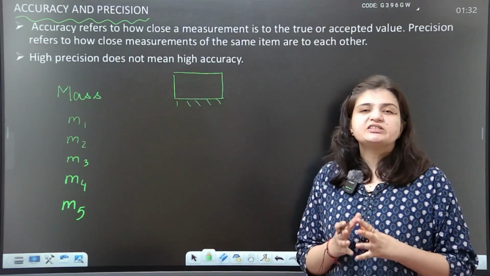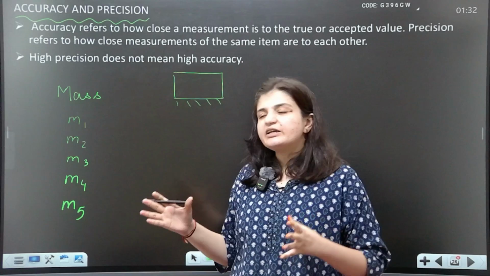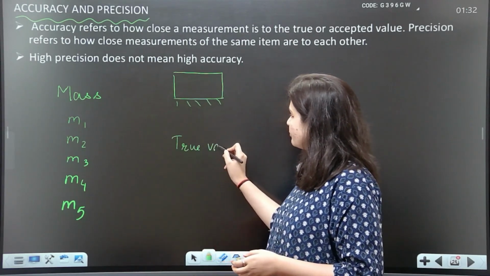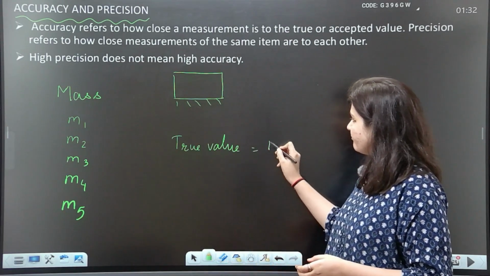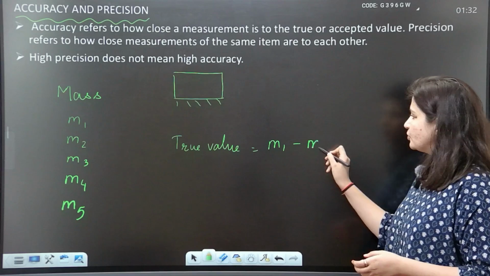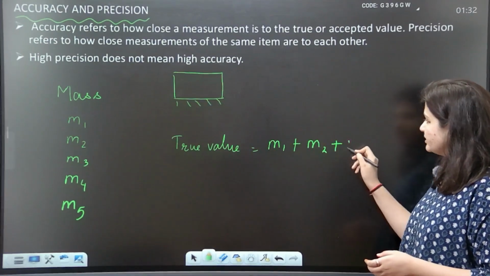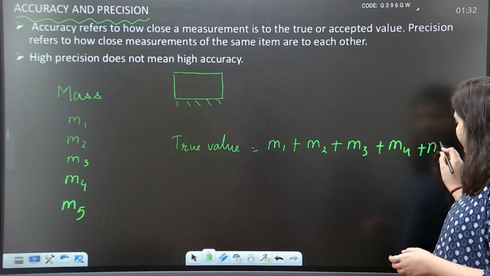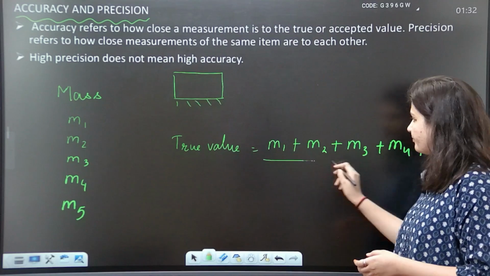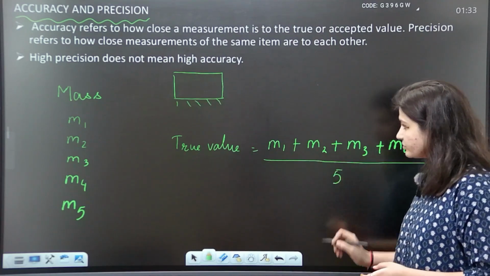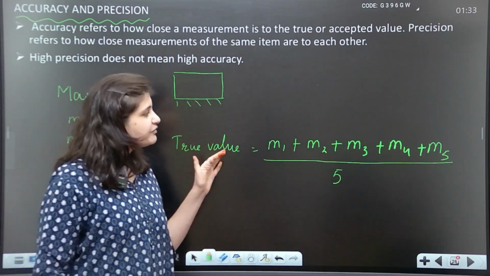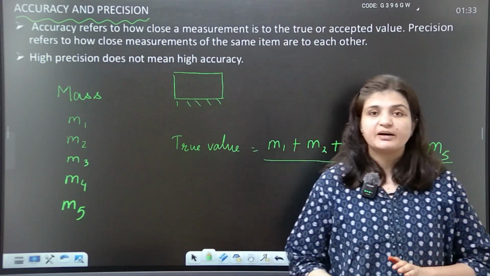Before accuracy and precision, we will understand the true value. So what is the true value? We find the average of all the measurements: m1 plus m2 plus m3 plus m4 plus m5, divided by 5. This is what we call the true value.